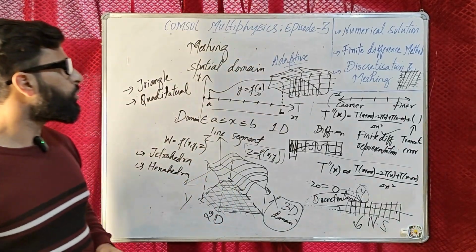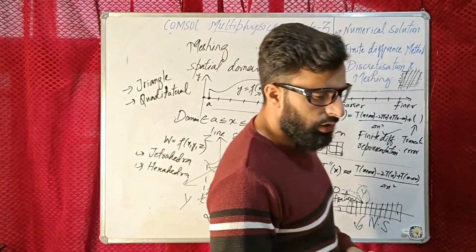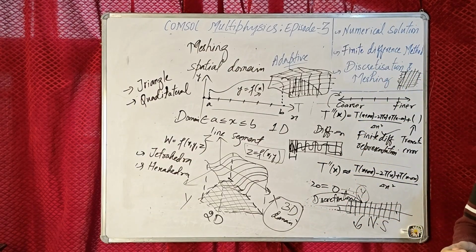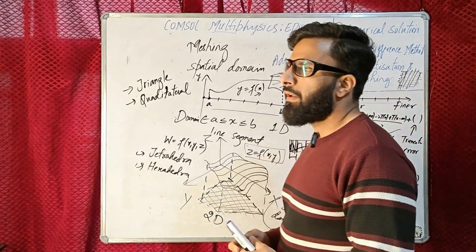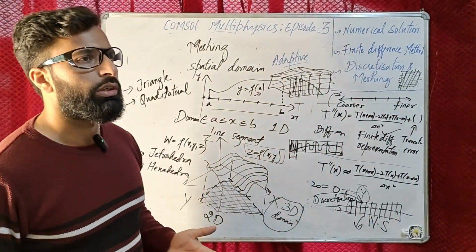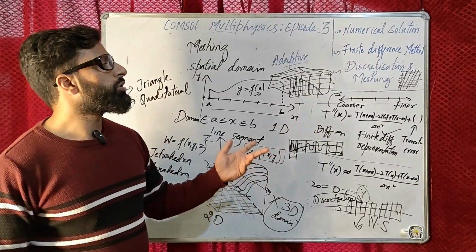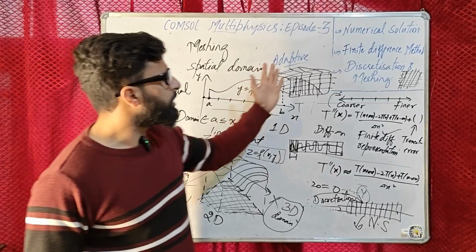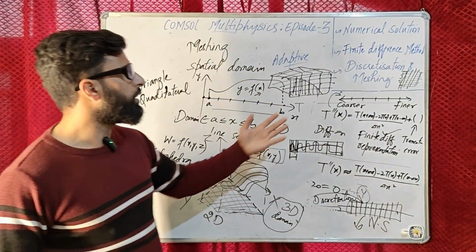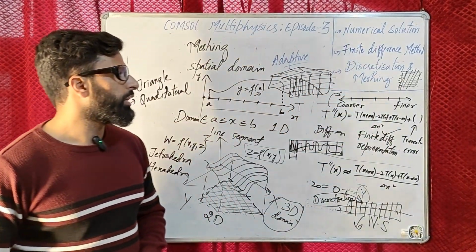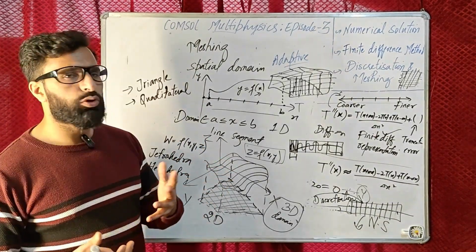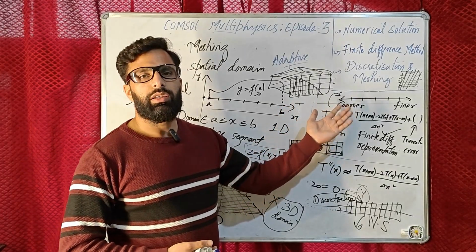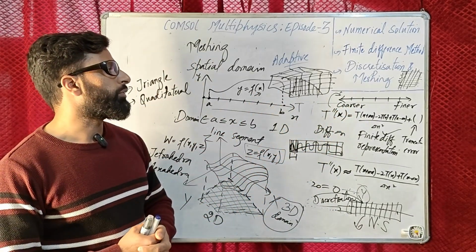So this was all about what meshing and discretization are, which started with the numerical solution. This is how we solve a function which cannot be solved analytically: we solve it numerically, and this is how these different concepts come in, leading to the concept of meshing and its various types. This episode was needed to elaborate one of the steps in solving a problem in COMSOL, and that was meshing.